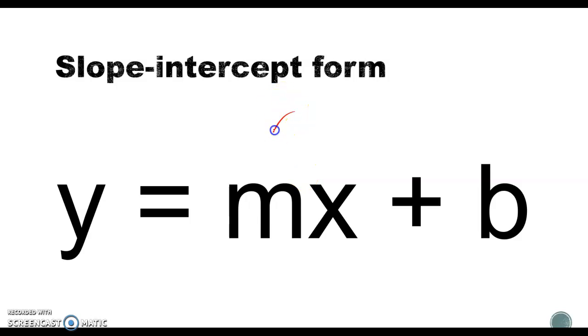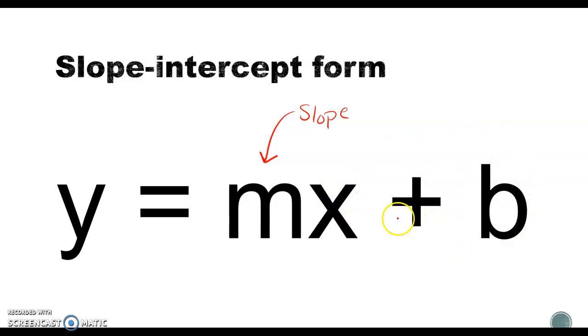And what we would find is that m is our slope. Just like we talked about when we talked about slope, slope is represented by the letter m. So our coefficient with our x is always our slope. That's going to determine our rise and our run.